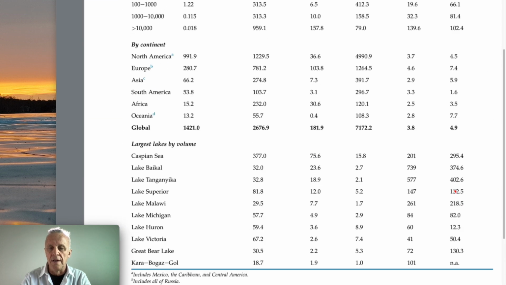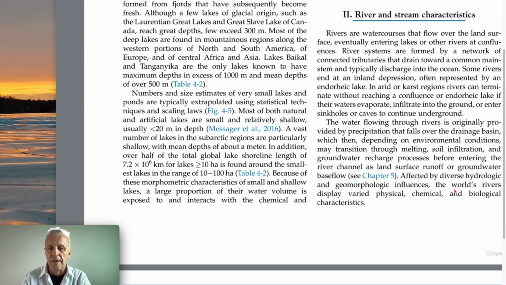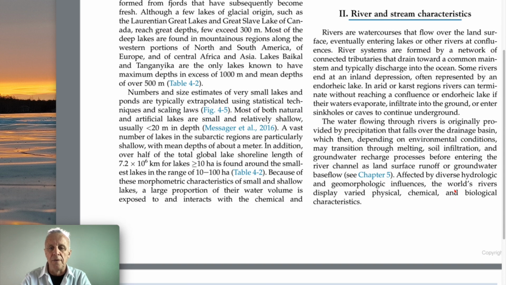So why don't we get into that section here. River and stream characteristics. Rivers are watercourses that flow over the land surface, eventually entering lakes or other rivers at confluences. River systems are formed by a network of connected tributaries that drain toward a common main stem and typically discharge into the ocean. Some rivers end at an inland depression, often represented by an endorheic lake. So an endorheic lake is a lake that does not discharge to a sea or an ocean.